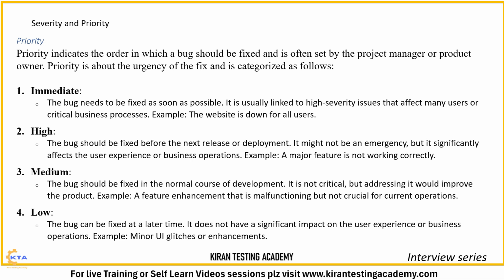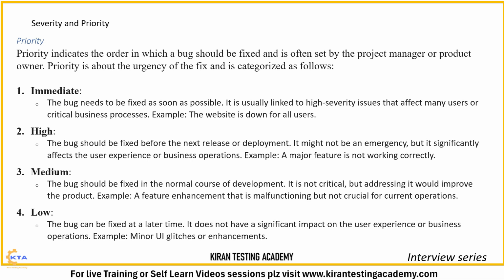Low, in the sense it can be fixed in the later stages or in the next releases. In that case we go with low, like UI glitches and all those things fall under low. So immediate, as soon as possible. High also has high priority. Medium, you can take some time. Low, maybe in the next release or later on. So these are the priorities we need to provide to a bug.